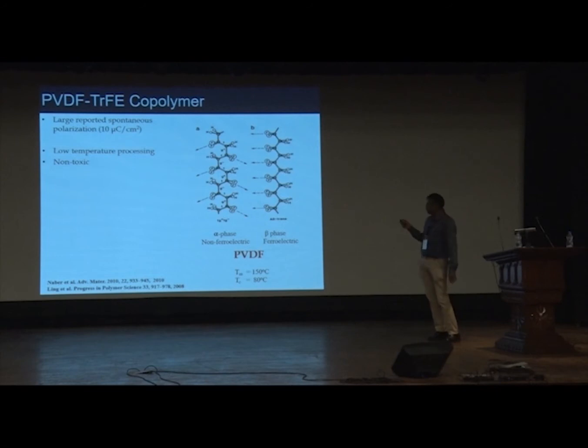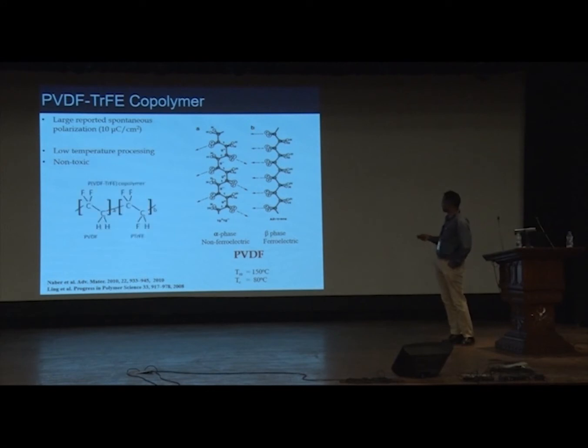It can be made at low temperature because its melting point is roughly 150 degrees centigrade. So as a result, it's not a problem, but since we go through a solution processing route, melting point really doesn't matter, but it is useful in terms of annealing. And it's non-toxic. I mean, although fluorine is there, it doesn't come out readily out of it, so it doesn't leach out, so in that sense, it's non-toxic.